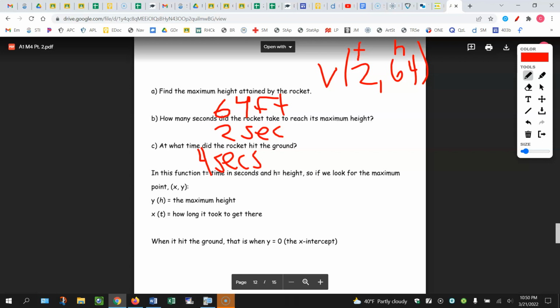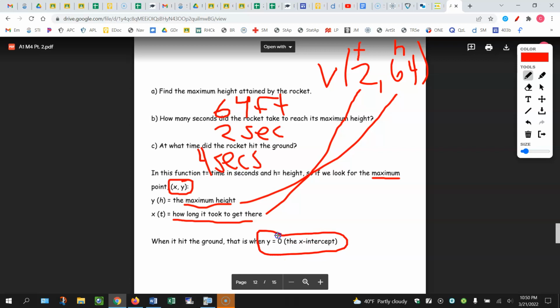So once we get the maximum, we're looking at that point, which was the vertex. H is the maximum height, and T was how long it took to get there. So for us, the maximum height was the 64. How long it took to get there was the 2 seconds. When it hits the ground, that's when Y is 0. So you're looking for the x-intercept. We're not going to go into the negatives, and we don't care about 0, 0, that's the origin. In some cases, that'll be where the rocket was launched from, as in this case. Okay, so that's the first question.